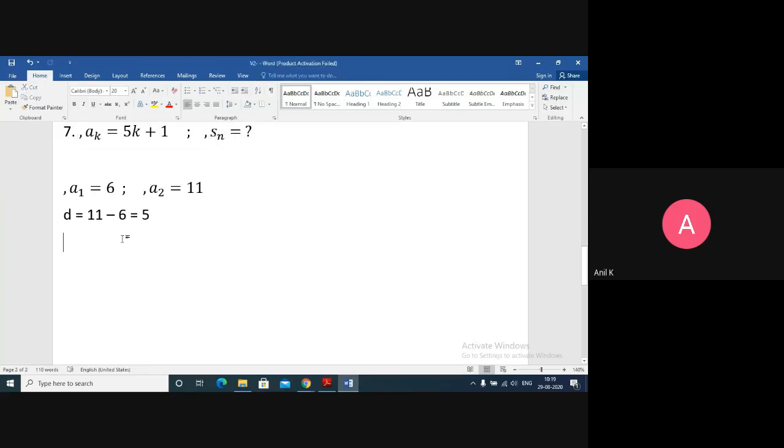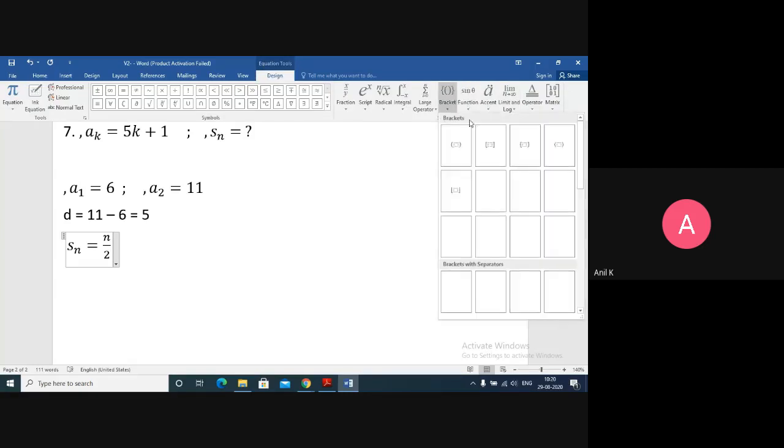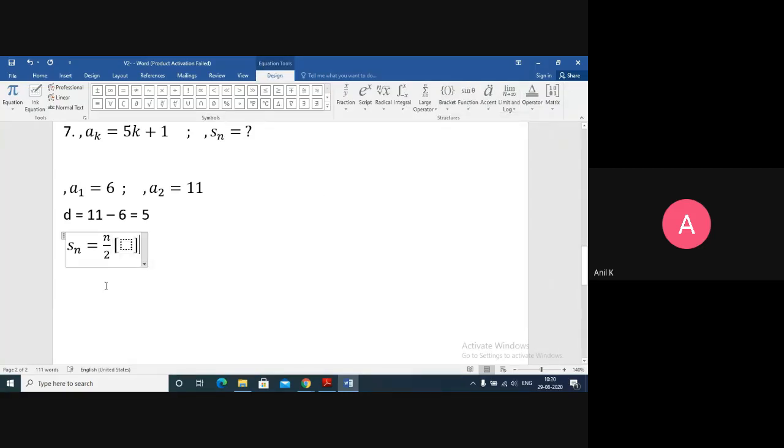So what is the formula for Sn? Sn equals n by 2 into 2a plus (n minus 1) into d. 2a, that is 2 into 6, is 12, plus (n minus 1) into the d value, which is 5. So we can simplify further.